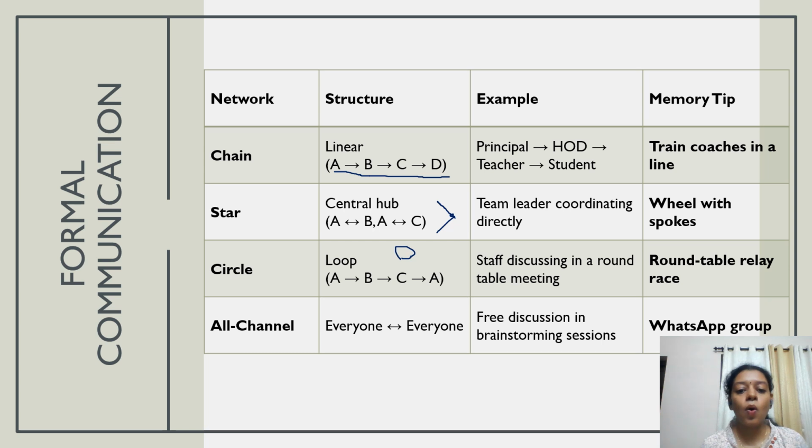And the next one is the all channel, everyone to everyone. Free discussion and brainstorming sessions are examples of the all channel network, like WhatsApp group messages and all. Okay, so this is under formal communication.